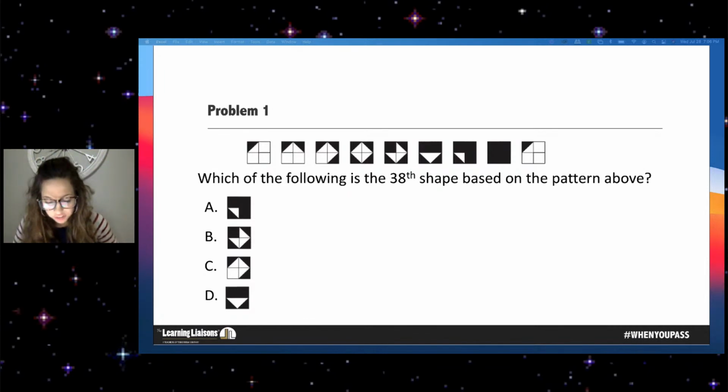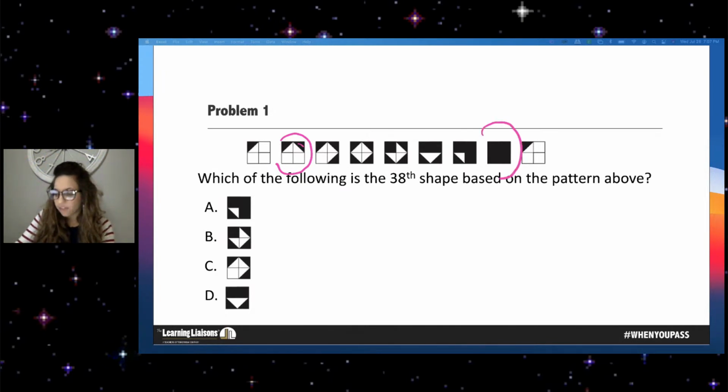All right. Which of the following is the 38th shape based on the pattern above? So we see that it starts off with a triangle in the top, and then it goes to the next triangle on the right, and it kind of goes in a clockwise manner. So we're going 1, 2, 3, 4, and then once we're all filled in, then we start filling in the other triangles. 5, 6, 7, 8.